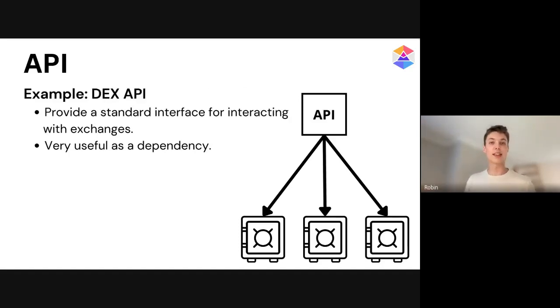So as an example, we have this DEX API standard interface for interacting with exchanges. And this can be very useful as a dependency because it allows you to perform a swap in your smart contract with one line of code, which is very powerful.